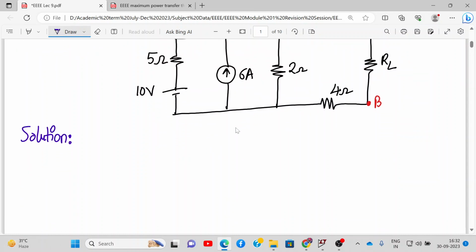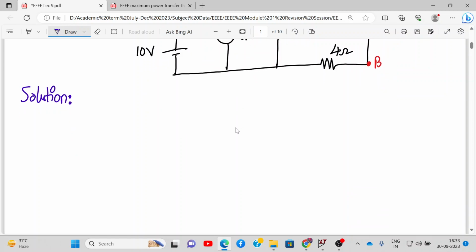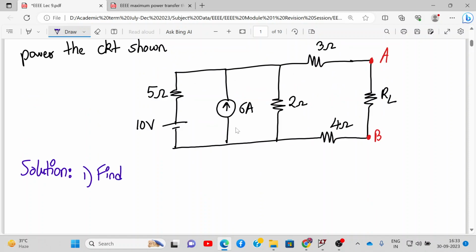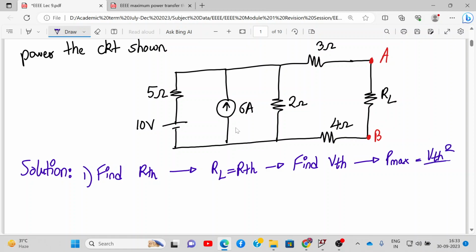We need to first find RTH. Then say that maximum power will be transferred when RL is equal to RTH. Then find VTH, and finally you calculate the maximum power, which will be VTH square upon 4 RTH. So that's the procedure. First you find RTH, then you equate RL equal to RTH, then you find VTH, and finally you find the maximum power. This is the flow we will follow.